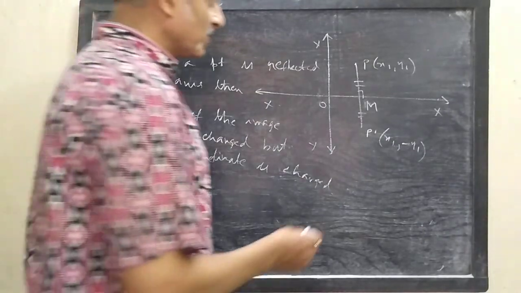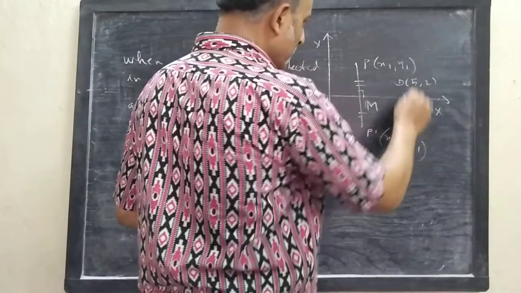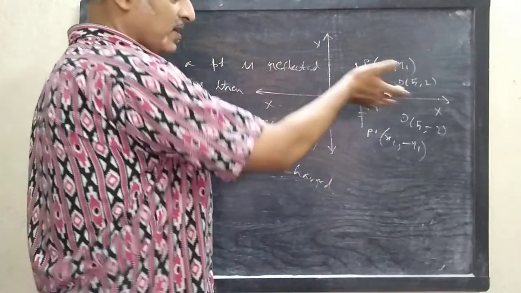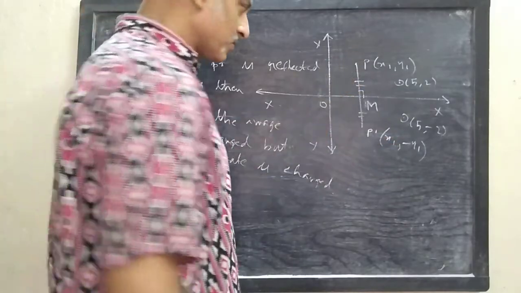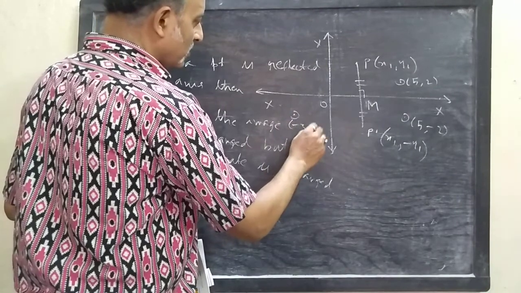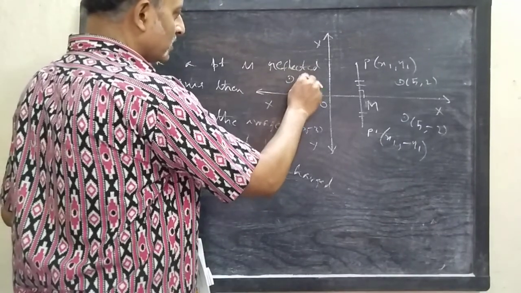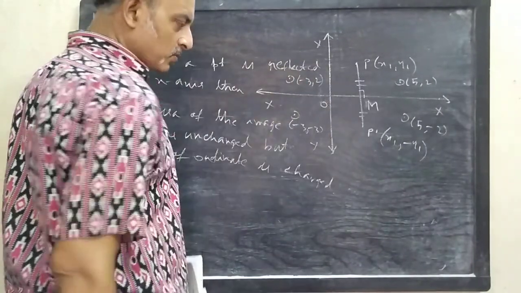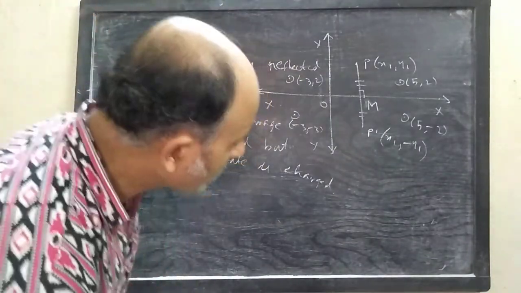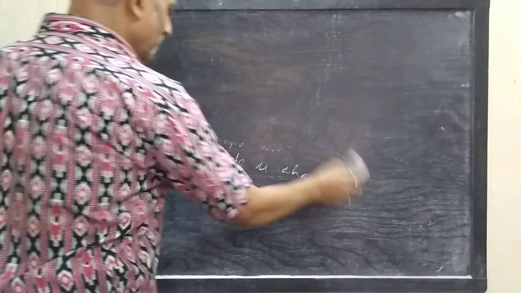plus 2. For example, let us consider this point, say its coordinates are 5, 2. When it is reflected in the x-axis it becomes 5, minus 2. Similarly, if 5, minus 2 is reflected in the x-axis, then the image will be formed at 5, 2. Suppose a point is here, its coordinates are say minus 3, minus 3. If it is reflected in the x-axis, then its image will be formed at minus 3, 3. Okay? So this is the principle of reflection in the x-axis.